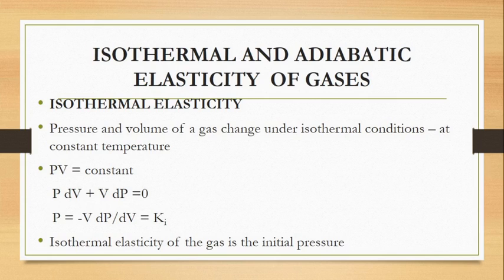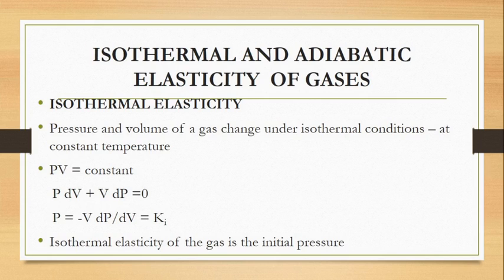So minus dP divided by, taking the V to the denominator, dV by V. That is stress by strain again, that is bulk modulus, represented by K suffix i. So we got P is equal to Ki. So the isothermal elasticity Ki of the gas is the initial pressure P itself.